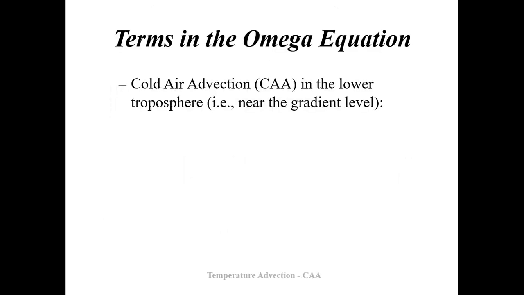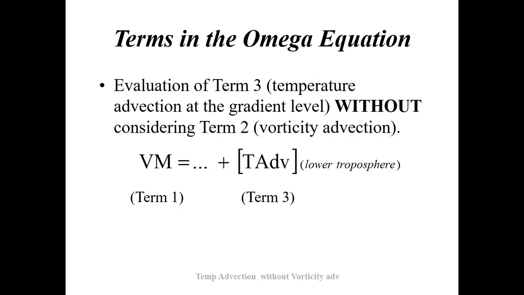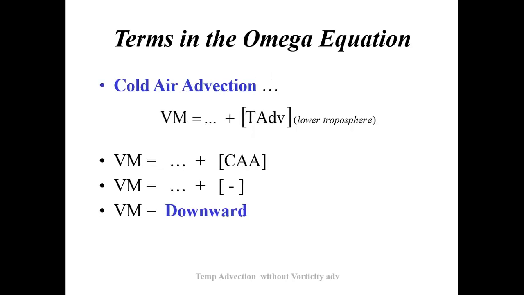All right, so let's get back now to talking about temperature advection alone. So we're totally disregarding the vorticity advection from the omega equation. We're going to look at cold air advection, which is going to be abbreviated CAA. So cold air advection in the lower troposphere. What happens when we have cold air advection? We're not considering vorticity advection again, so we're comparing the temperature advection, term 3, with the term 1 vertical motion. If you get cold air advection, that is going to lead to downward vertical motion.